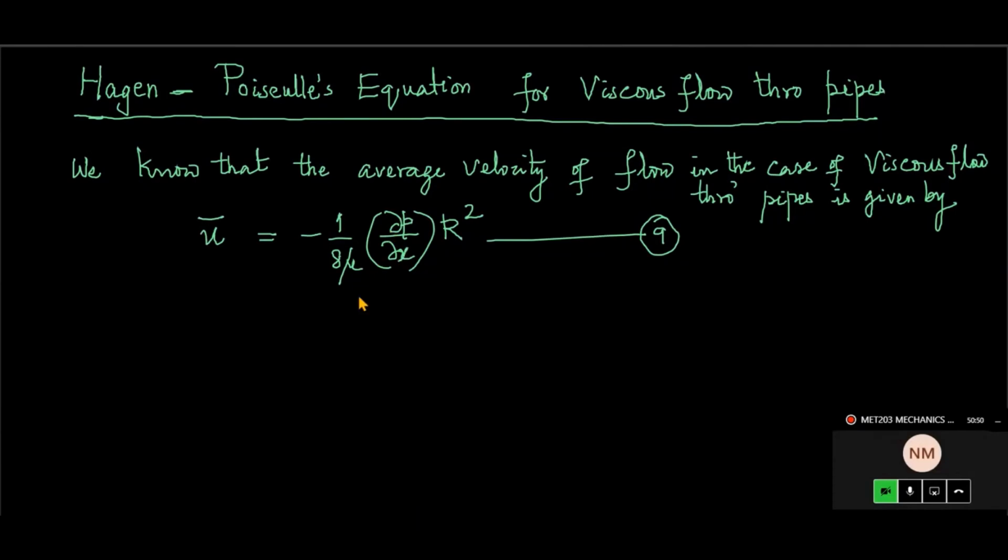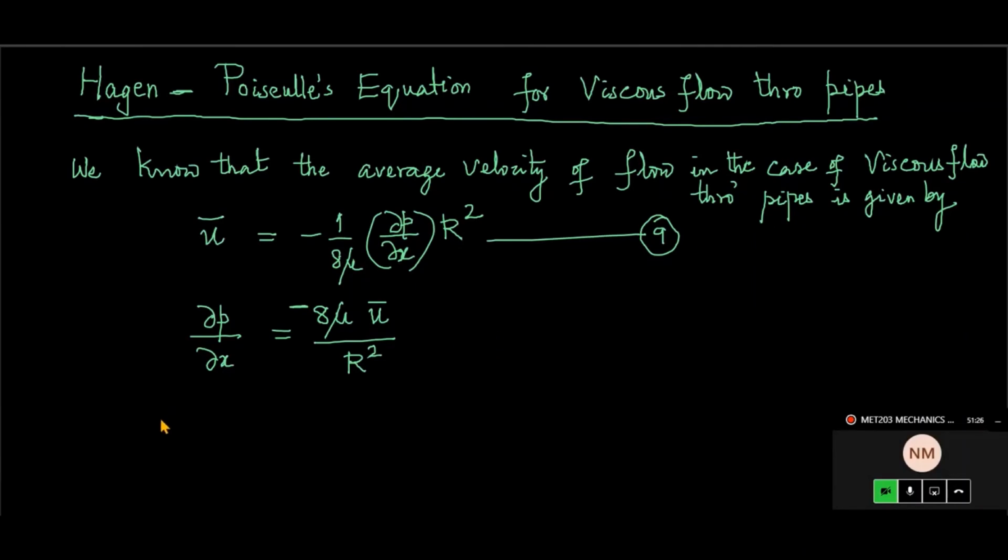Now from this we transpose the sides, keeping dou p by dou x on the left side and moving everything else to the other side. So what you will get: u bar times 8 mu comes into the numerator, and of course there is a negative sign, so minus 8 mu u bar divided by, in the denominator, r squared. Okay, so this is the expression for dou p by dou x.